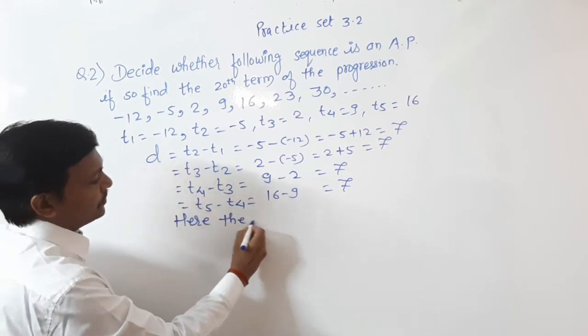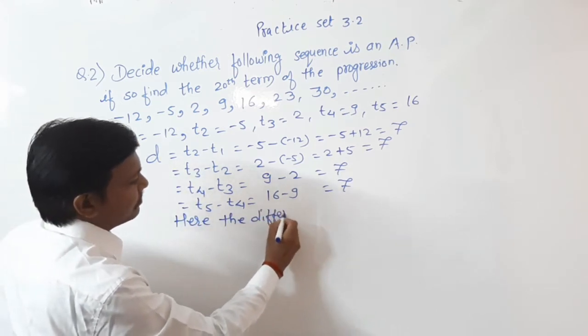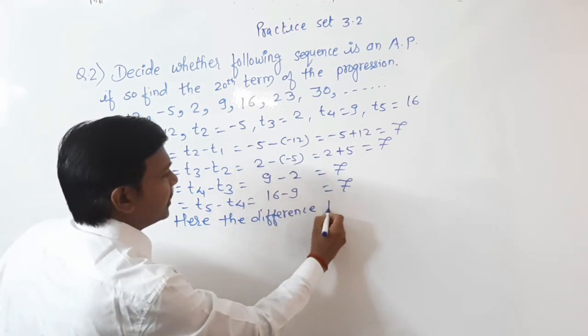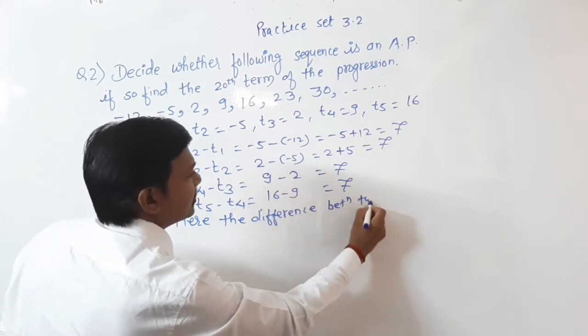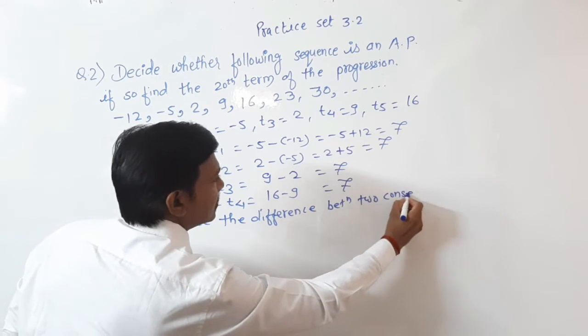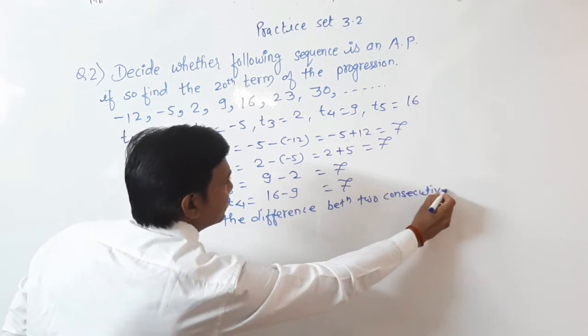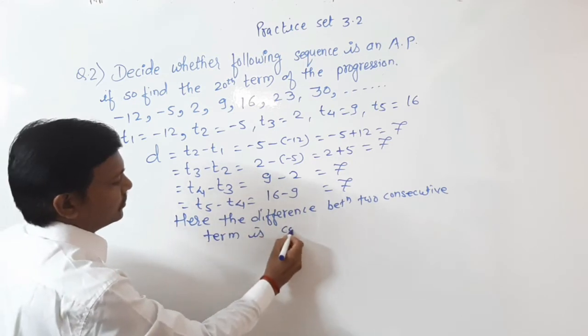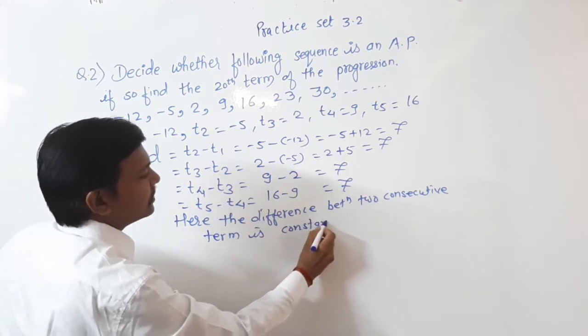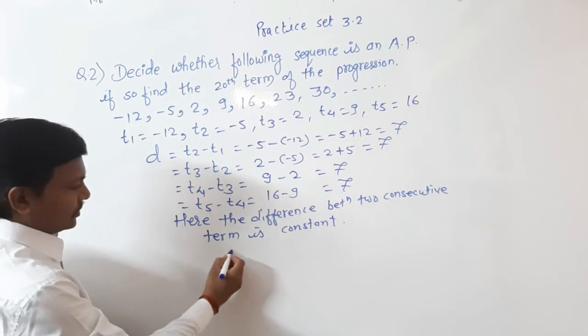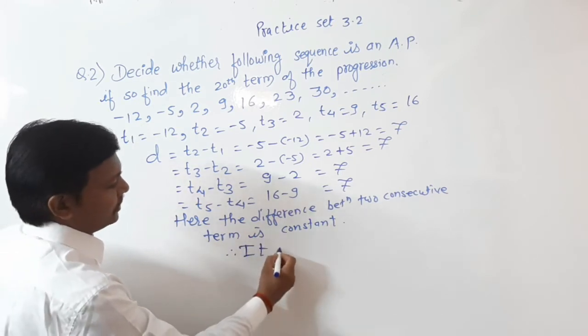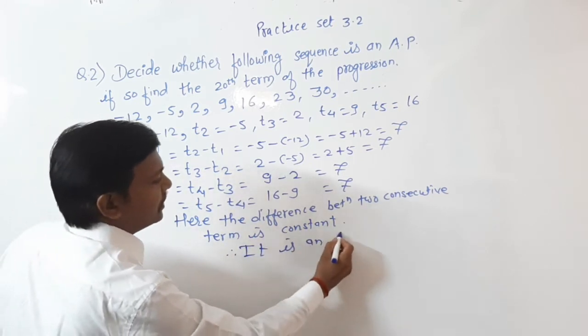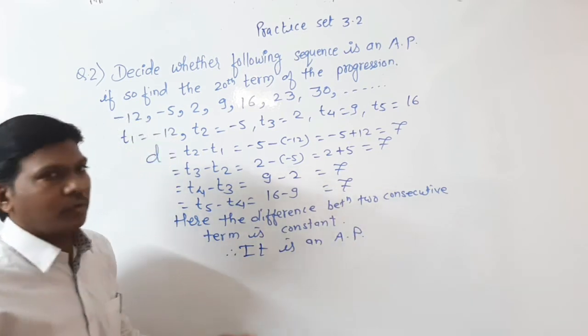The difference between two consecutive terms is constant or equal. Therefore, it is an AP, meaning arithmetic progression.